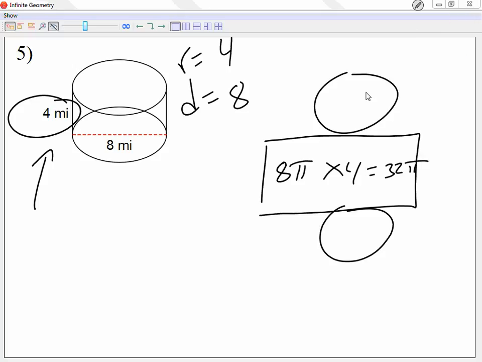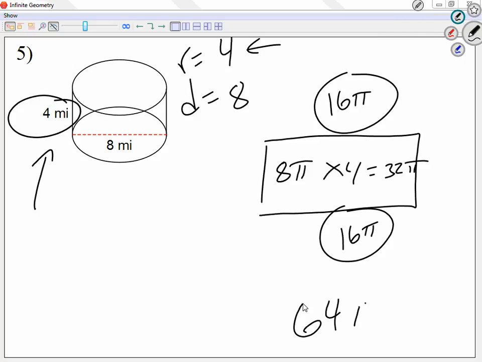Now for my circle, I'm going to use my radius. Since my radius is 4, the area of my circle is 16 pi, 4 times 4, radius times radius. So each circle is 16 pi. Now add everything, and you should have 64 pi.